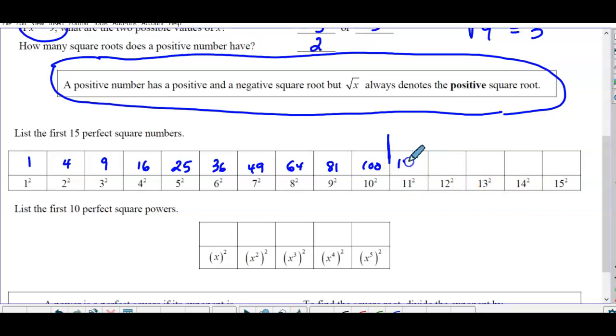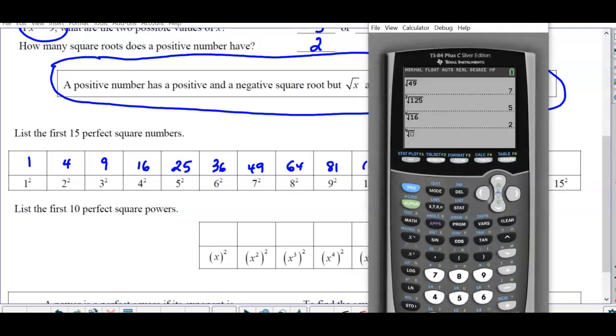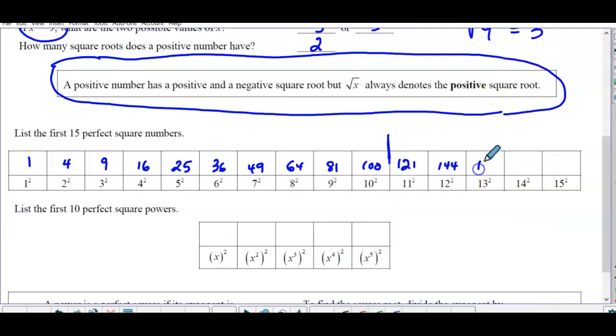And in any case, 121, 144, 13 squared, let's check. 169, I think. Yep. Okay, and then 14 squared. For whatever reason, I kind of have to check. 196. So 169, 196. That's a good way to remember it. The 2 digits switch around. And 15 squared is 225.